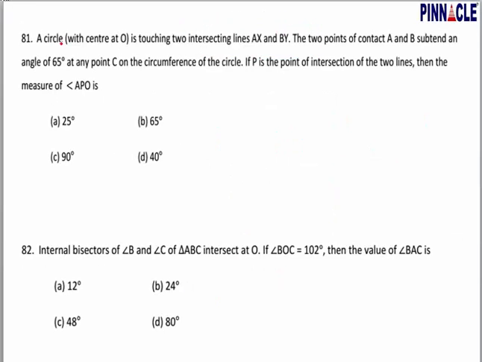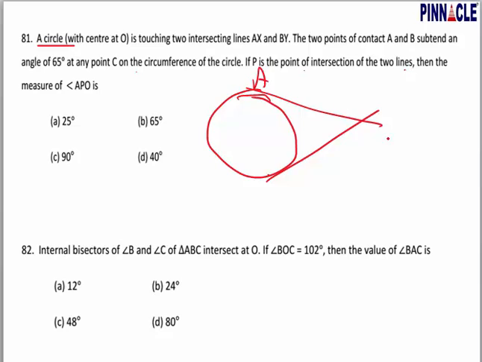Now the question number 81. A circle with center O is touching two intersecting lines AX and BY. Two points of contact A and B subtend an angle of 65 at a point C on the circumference of the circle. If P is the point of intersection of the two lines, then the measure of APO will be how much? Take the circle, this is the circle. AX and BY, these are the two intersecting lines, and they are meeting at P. Two points of contact A and B, we call it point of contact A and B.